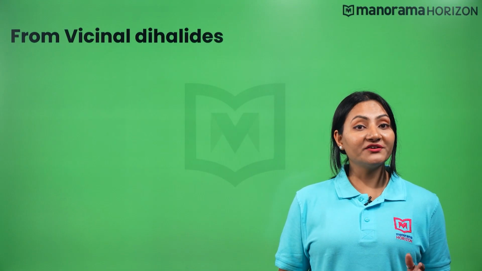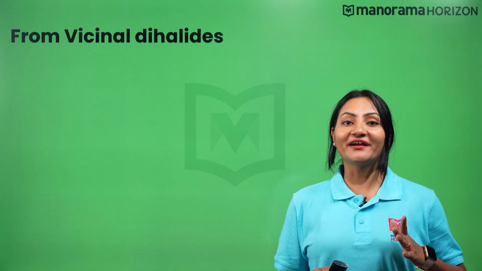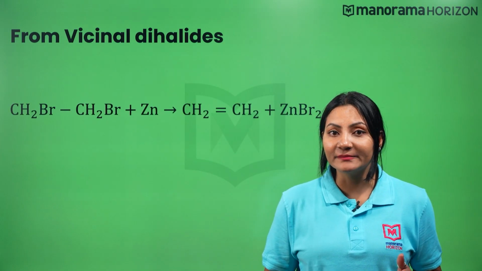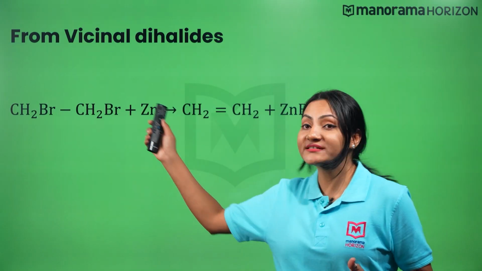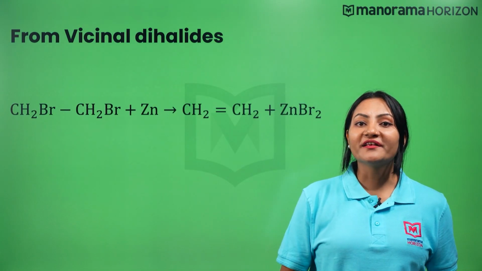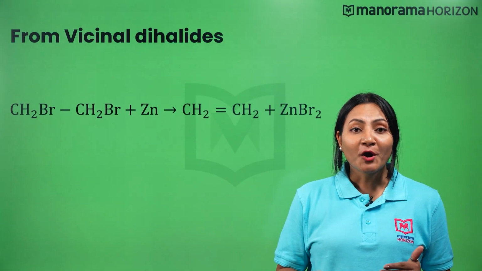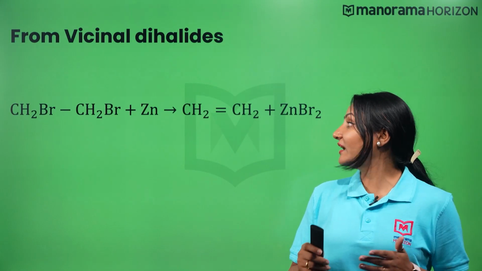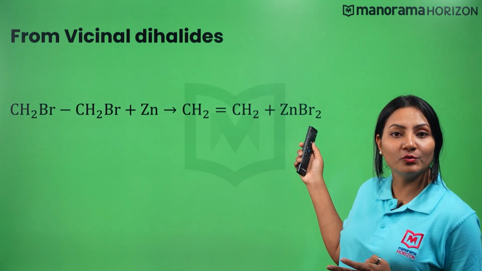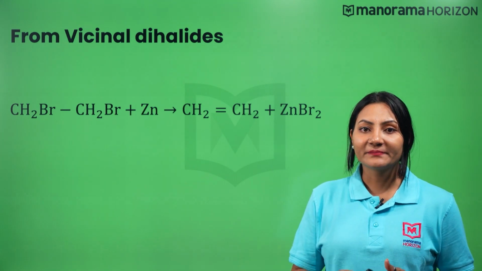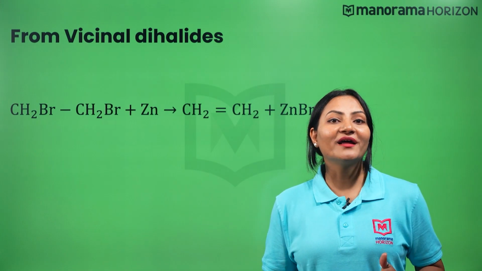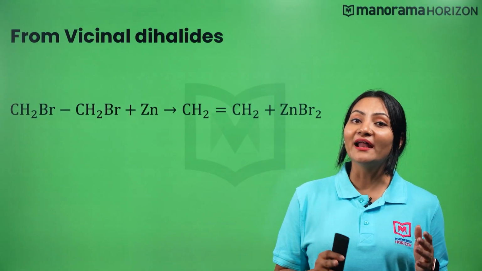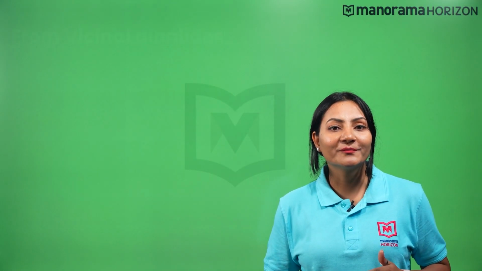Next, the preparation of alkene from vinyl dihalide. Dihalides in which two halogen atoms are attached to adjacent carbon atoms are known as vicinal dihalides. Vicinal dihalides on treatment with zinc metal lose a molecule of ZnX2 to form an alkene. This reaction is known as dehalogenation reaction because only halogen atoms are removed.